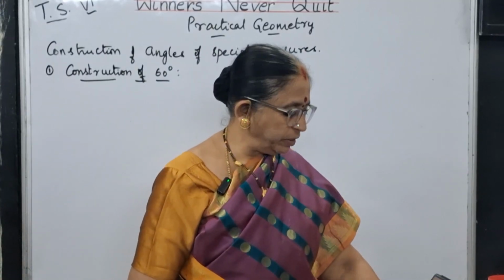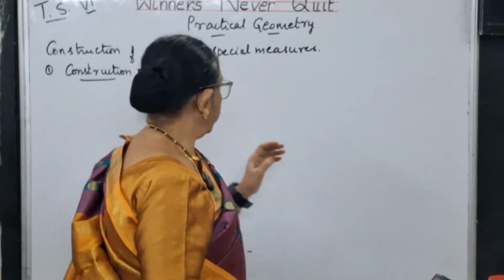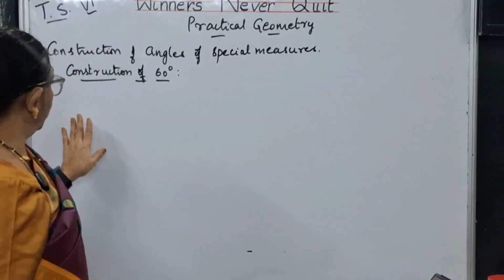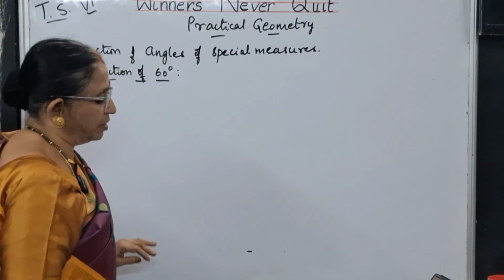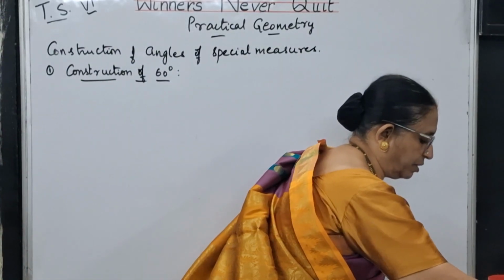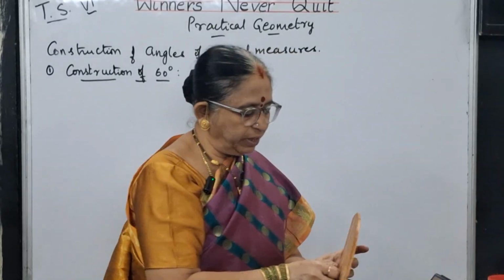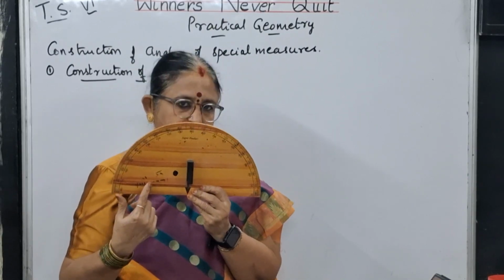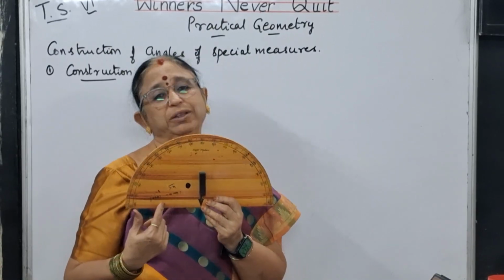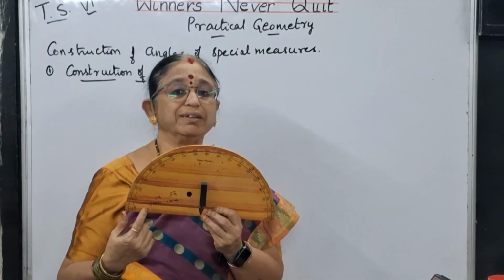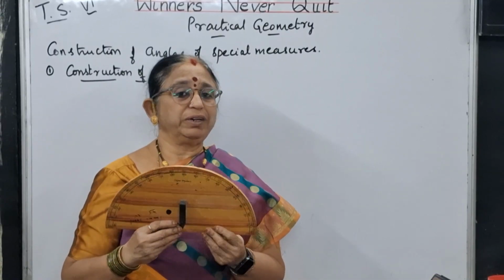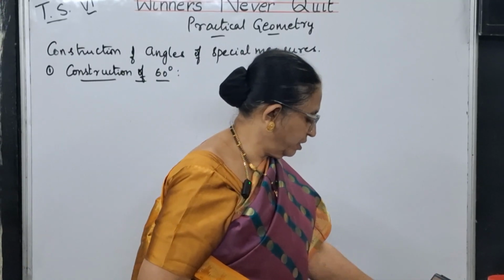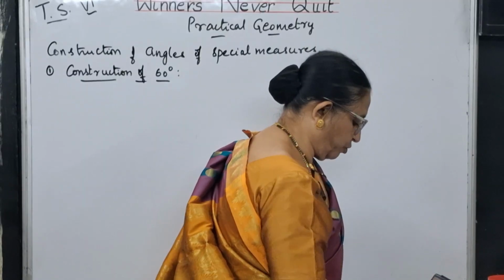This is practical geometry, and in this practical geometry I am now dealing with construction of angles of some special measures. So first let us talk about construction of 60 degrees. Of course, if you want to construct a 60 degrees measure, it is very convenient to draw it using a protractor, but without using the protractor, by using a scale, a ruler we call it, and a compass, how do you get an angle of 60 degrees? Let us see how it has to be done.